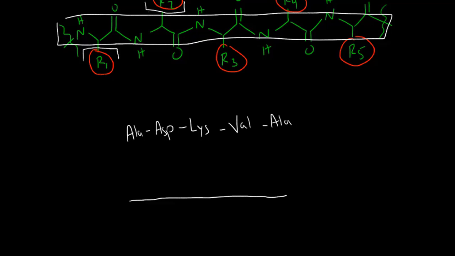So we first have alanine, and alanine, as we've seen, is a CH3 group. Aspartic acid is a CH2, and then we have our carboxylate that's deprotonated under biological conditions. We have a lysine, which is 1, 2, 3, 4 carbons, and then an NH3 group, which is protonated under biological conditions, so it's a positive charge. We have valine, which is a carbon and then 2 methyl groups coming off. And finally, we have another alanine, which is a CH3.